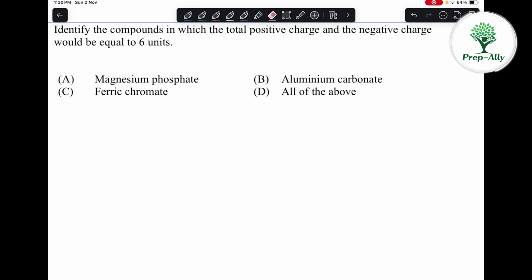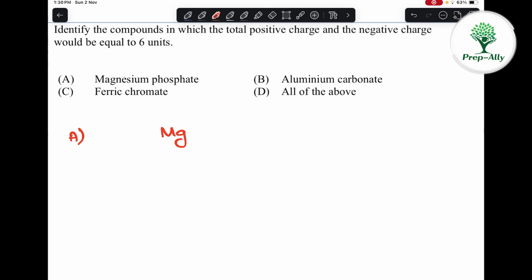Identify the compound in which the total positive charge and the negative charge would be equal to 6 units. So they are asking us to find the total positive charge, either total positive charge or negative charge, because there is no word like sum of or addition kind of. So we have to find the total positive charge. Let's say like all are neutral, so it must be equal, total negative charge and positive charge, you don't have to worry about them. So let's see.